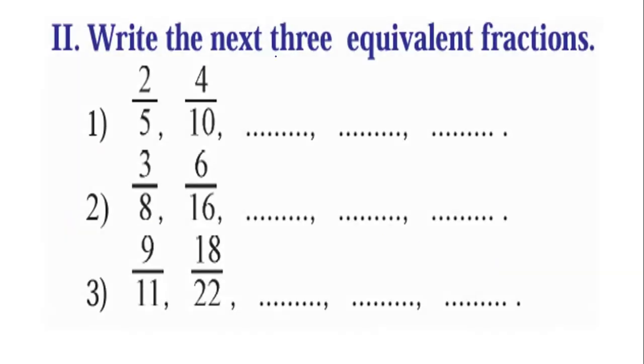Next, write the next three equivalent fractions. They have given two equivalent fractions, and we want to write the next three. 2 by 5, 4 by 10. This becomes 6 by 15, 8 by 20, 10 by 25. These are equivalent fractions.